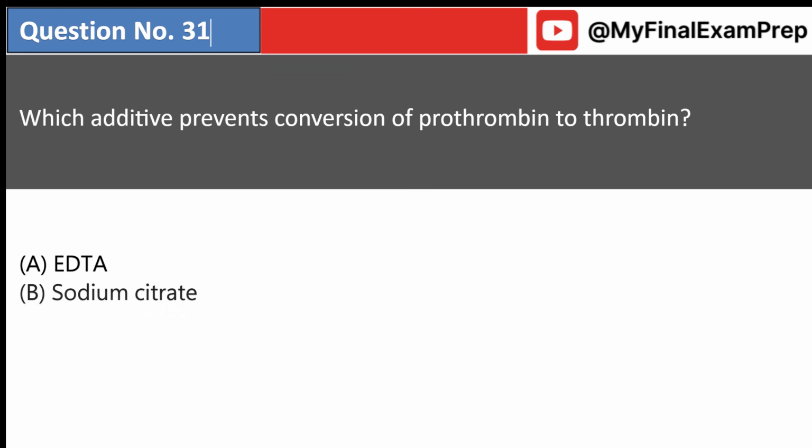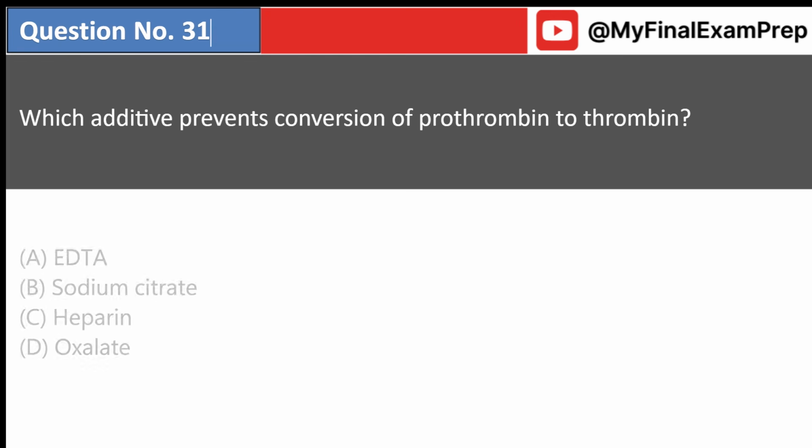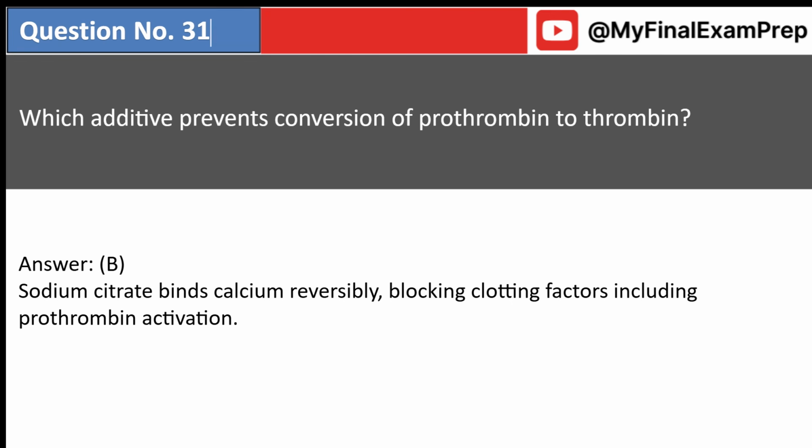Which additive prevents conversion of prothrombin to thrombin? A. EDTA. B. Sodium citrate. C. Heparin. D. Oxalate. Answer B. Sodium citrate binds calcium reversibly, blocking clotting factors including prothrombin activation.